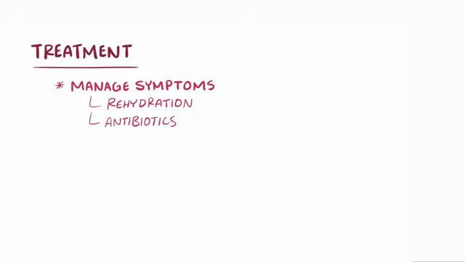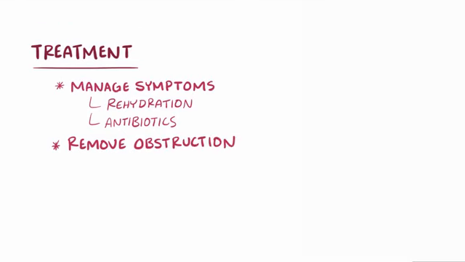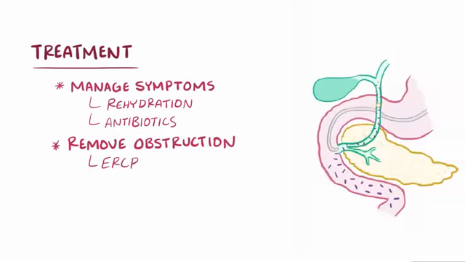Treatment typically involves managing the symptoms, like offering rehydration and starting antibiotics. To definitively treat ascending cholangitis, though, the obstruction has to be removed, which can also be done using ERCP, where it can suction out the gallstone.